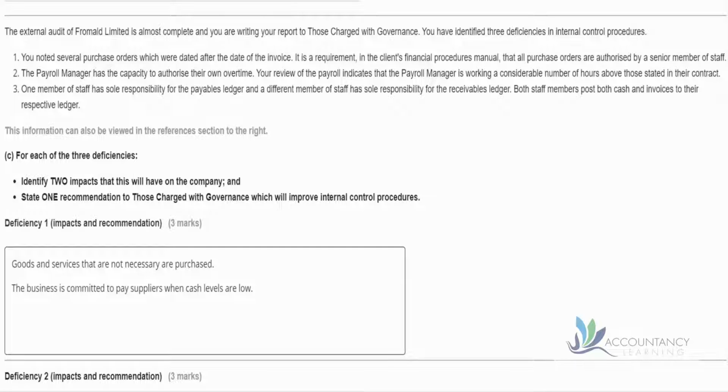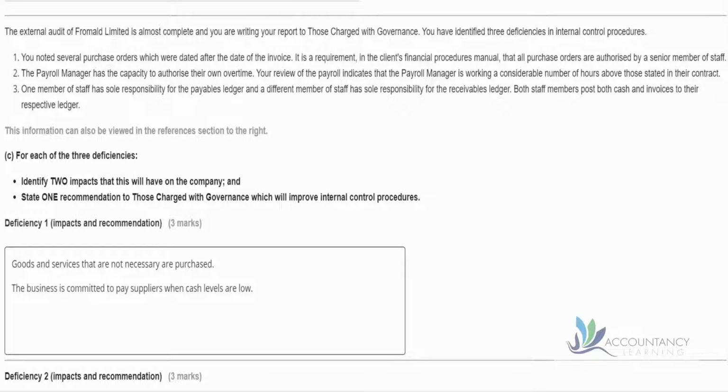So what about the recommendation? Well, we need to be careful here that we don't simply repeat the weakness, but in reverse. So we can see then that purchase orders don't exist, that we're ordering things without a purchase order. So you could recommend that all purchases need to be supported by a purchase order. But the trouble is that's what they're supposed to be doing anyway. So you may not get very good marks simply for saying the weakness, but in a slightly different way.